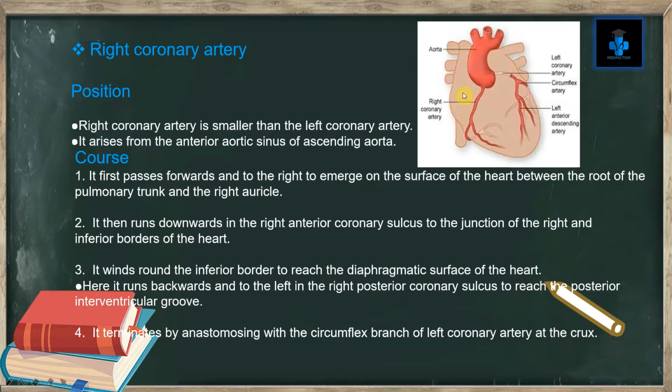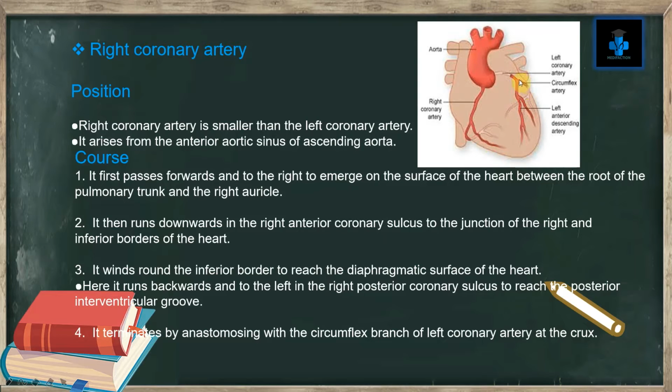Number 2. It then runs downwards in the right anterior coronary sulcus to the junction of the right and inferior border of the heart. Number 3. It winds around the inferior border to reach the diaphragmatic surface of the heart. Here, it runs backwards and to the left in the right posterior coronary sulcus to reach the posterior interventricular groove. Number 4. It terminates by anastomosing with the circumflex branch of the left coronary artery at the crux.